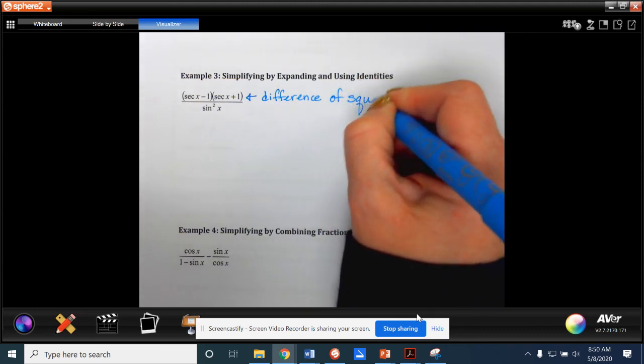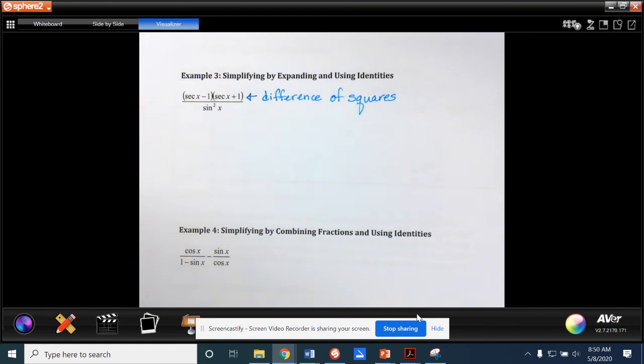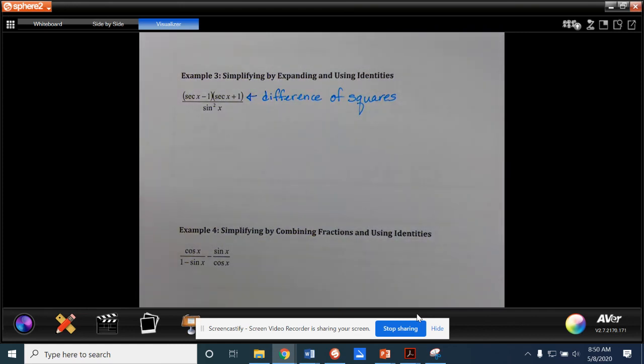we can then work that out. So it's a difference of squares. It's like saying x plus 1 times x minus 1. Well, that would be x squared minus 1 when you multiply it out. If you're not terribly sure, FOIL it or use the distributive property and multiply it out.